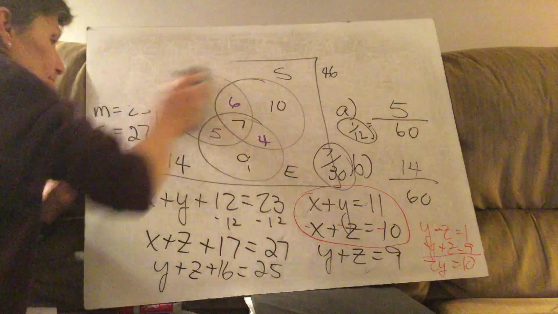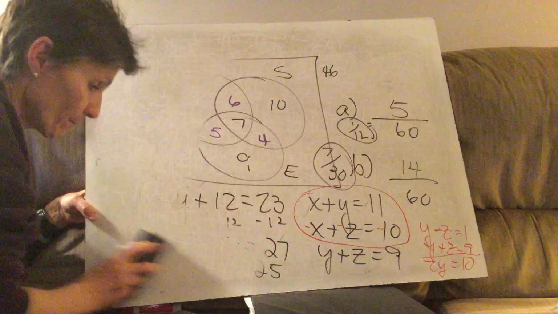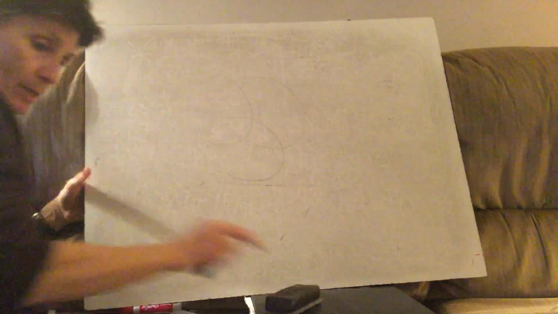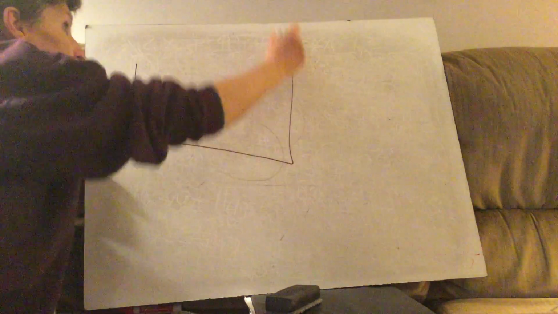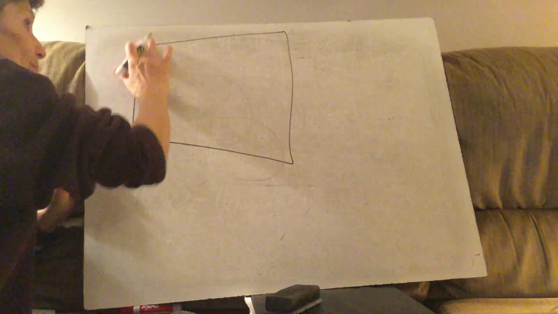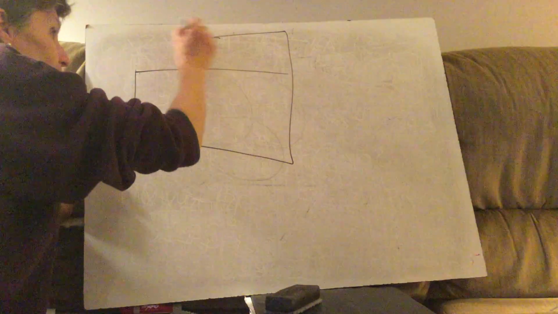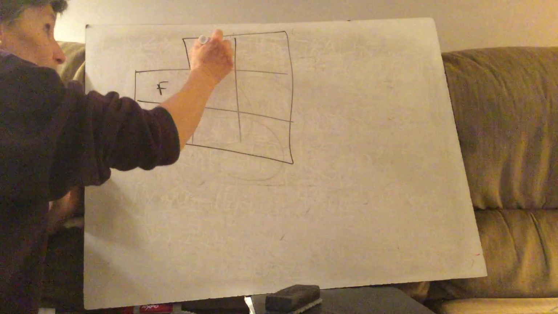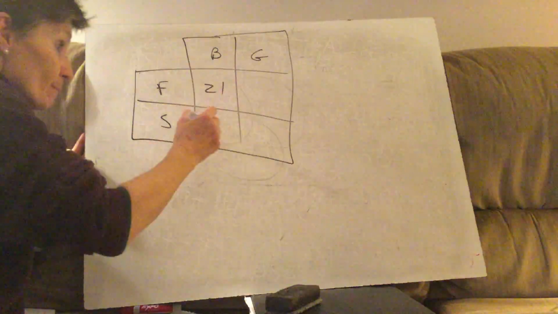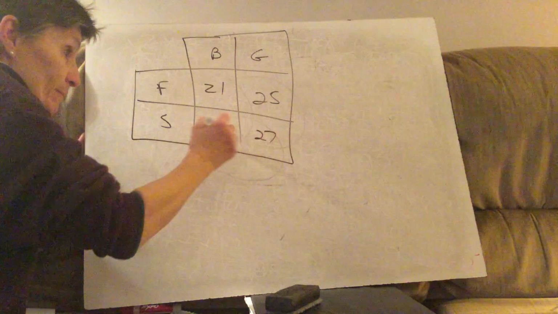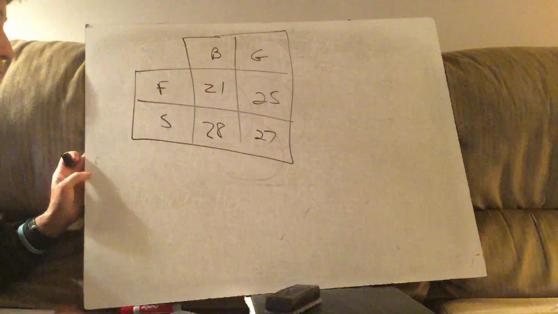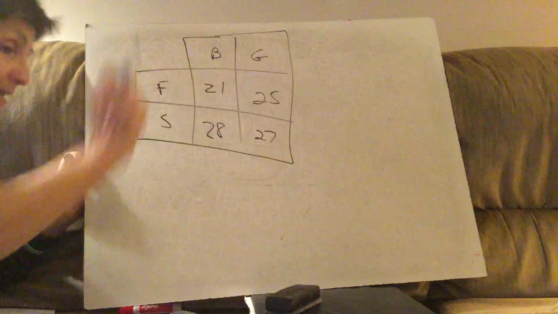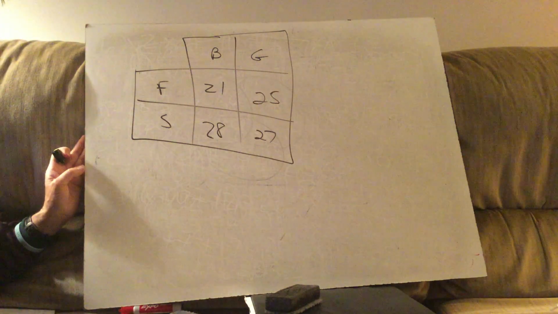Okay. Now we're ready for number 4. Number 4 says we've got freshmen and sophomores and boys and girls and 21, 28, 25, 27. Okay, so this is the way our school shakes out. We want to reach into the pile and pick one. What's the probability of choosing a girl?